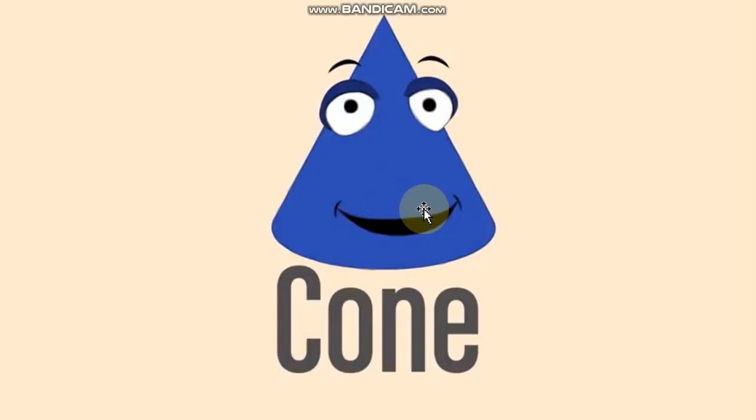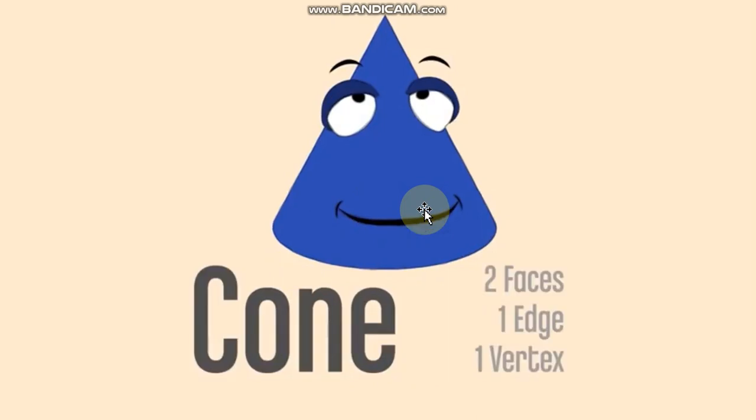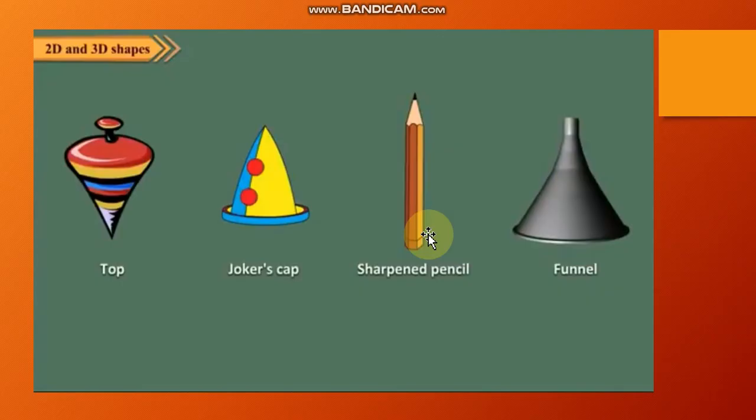This shape is called a cone. What is the cone saying? I have 2 faces, 1 edge and 1 vertex. These are the examples of a cone: a top, a joker's cap, or it can be a party cap as well, sharpened pencil and a funnel.